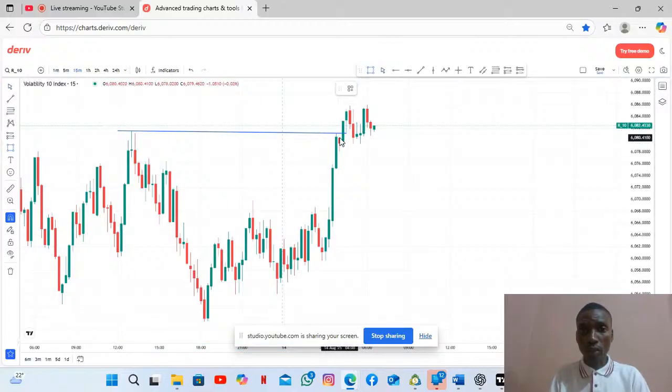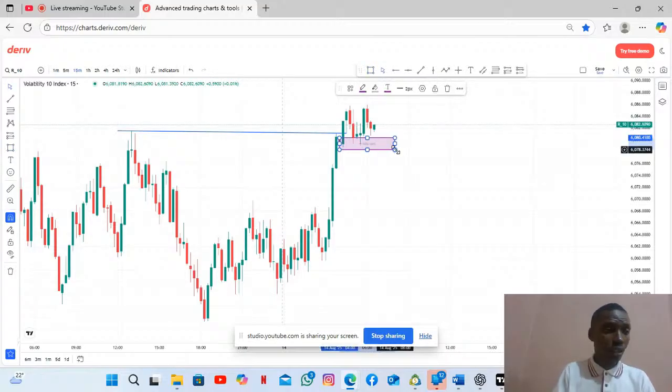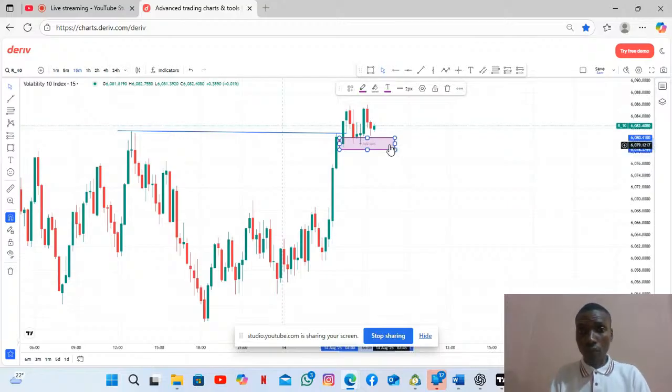Price actually came to tap into this order block. Believe me, part of the reason why I'm sharing this is because I'm actually in the trade. I'm not just coming here to be making noise. I am actually inside this trade.